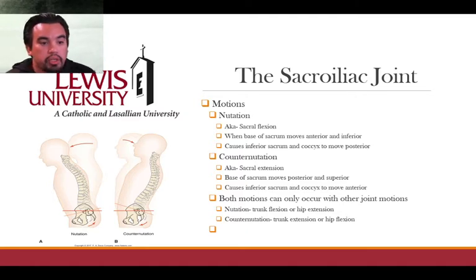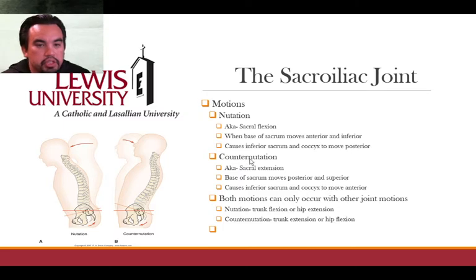So, as we look at the sacrum, we kind of talked about the tilt before, but now we're going to see what that's actually called. So, there's nutation and counternutation. Nutation is what they call sacral flexion. So if you look back at this left photo over here, letter A, you see how the top portion of the sacrum is pointed anterior, which would then stick the booty out, right? Because the bottom end points posterior. Okay? So that's what we call nutation.